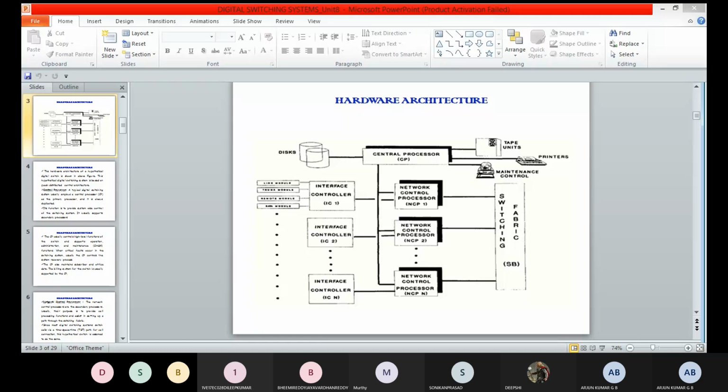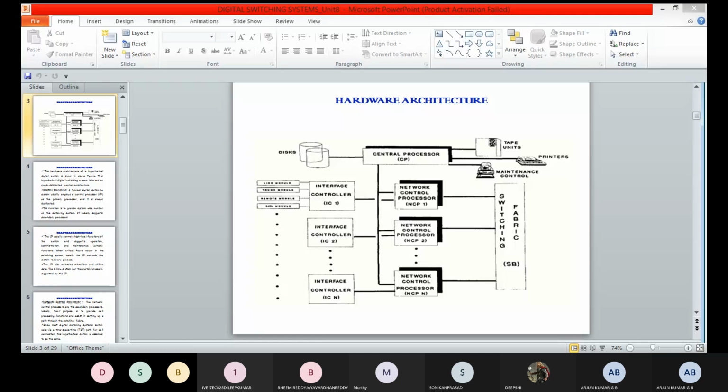Different networks. In the aspect of the classes, class five is the lowest and class one is the highest, class one to class five. Actually, class five is the local exchange, the basic local exchange. What kind of hardware and software is used to cross functionality in switching systems.